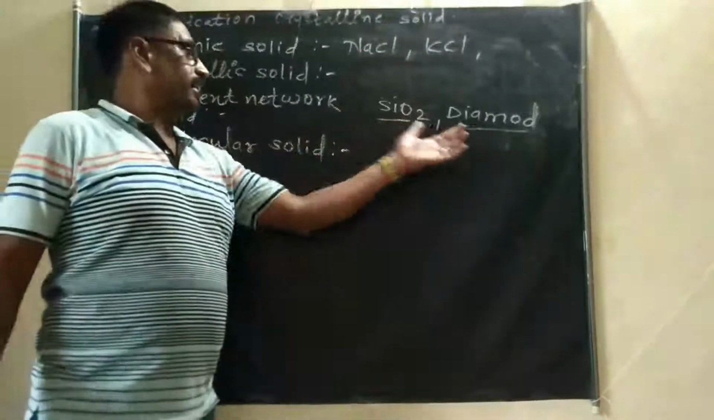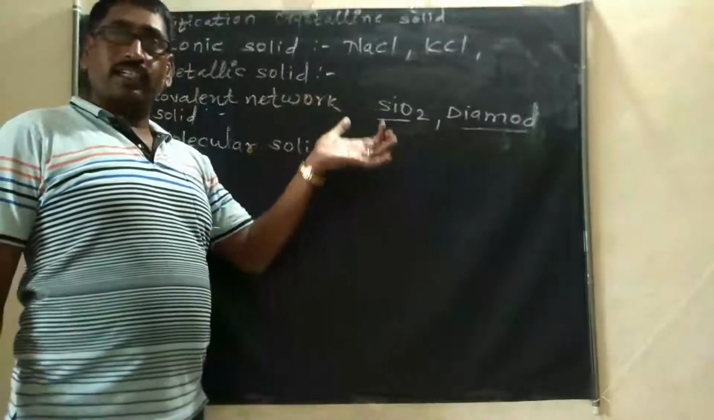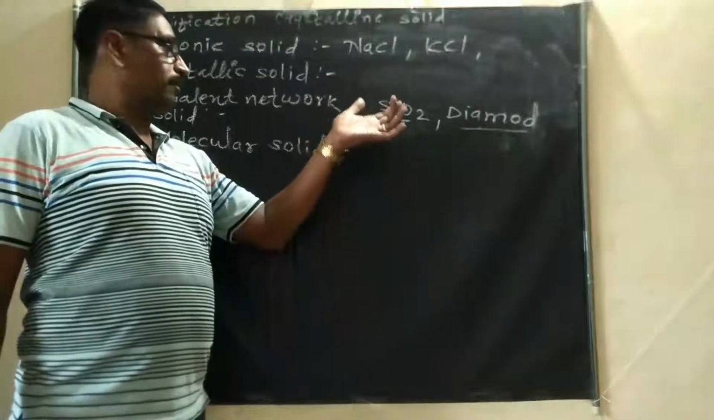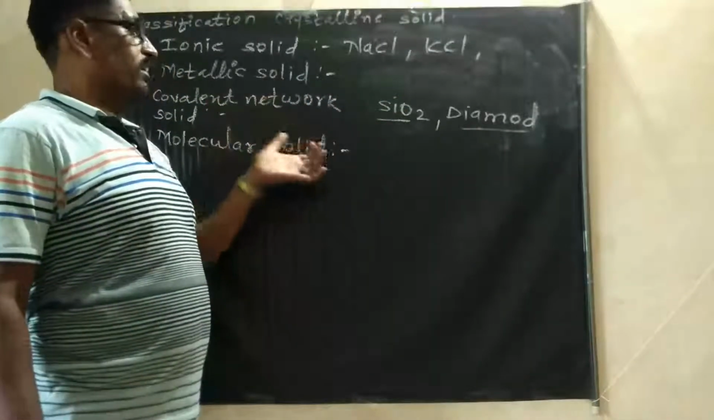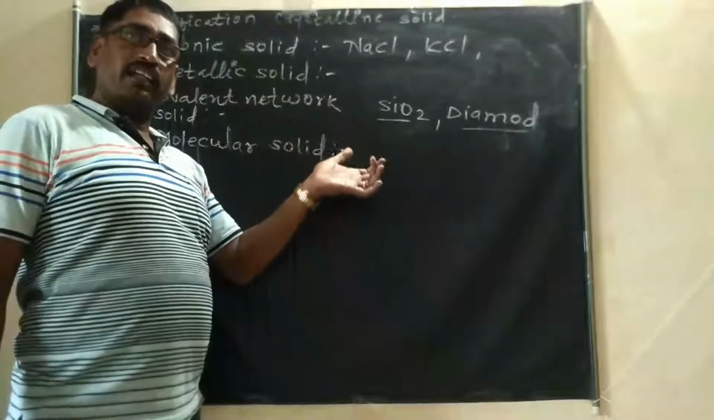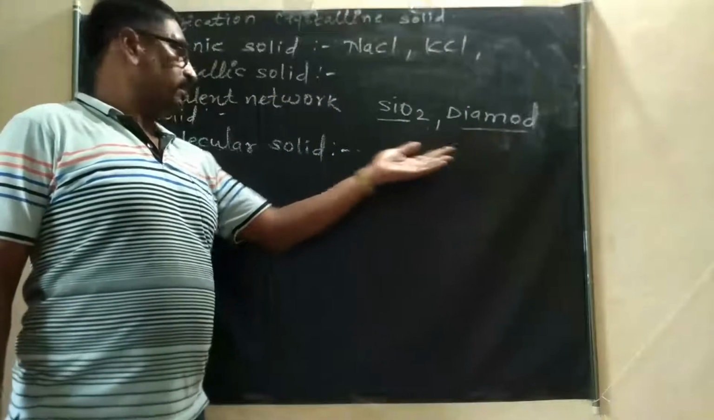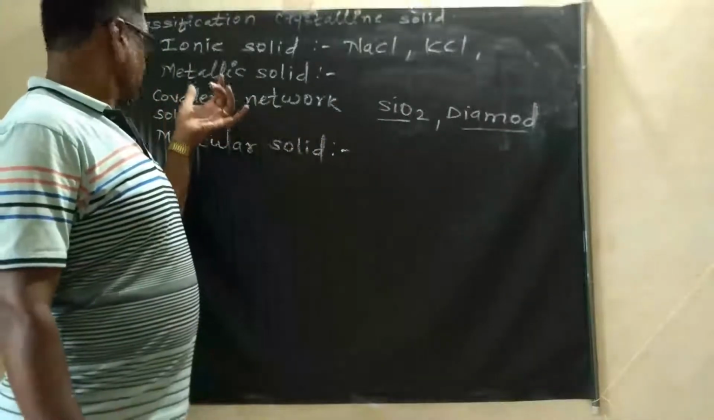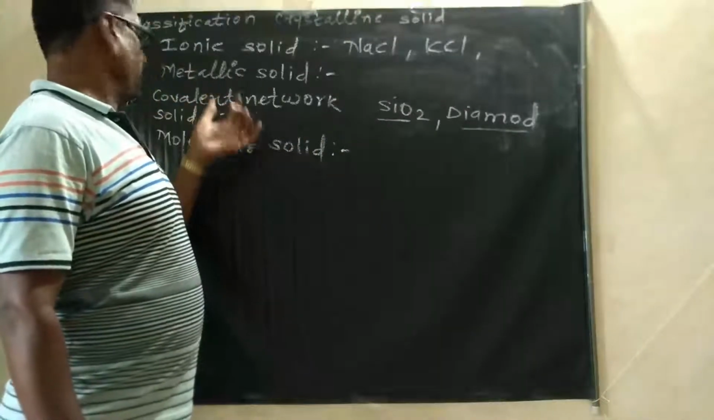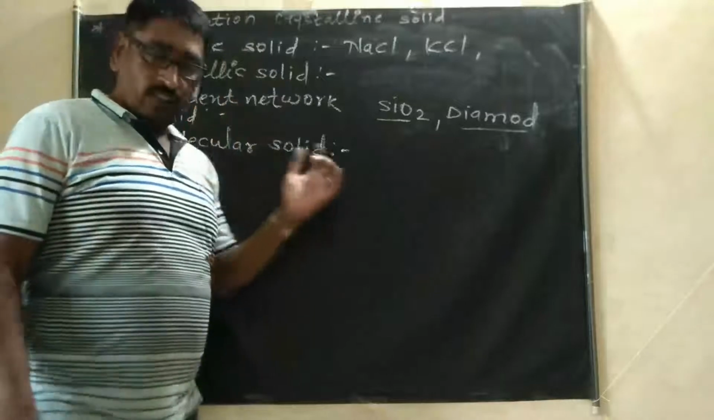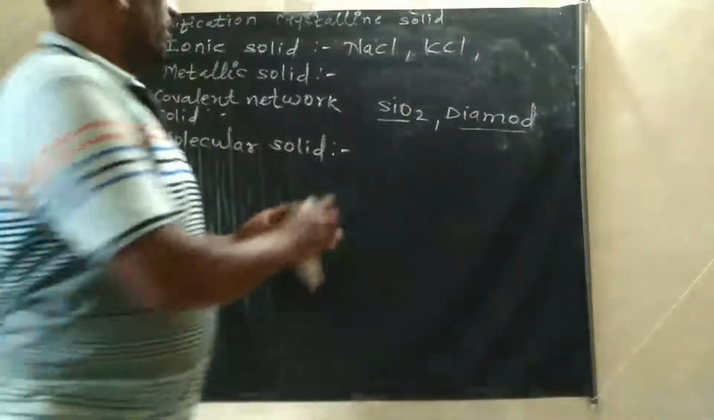It contains a covalent network, that is, covalent bonds. Hence that covalent network solid is the hardest. We can say that diamond is the hardest substance on the earth. Therefore, such a type of solid is called a covalent network solid. Then molecular solid.